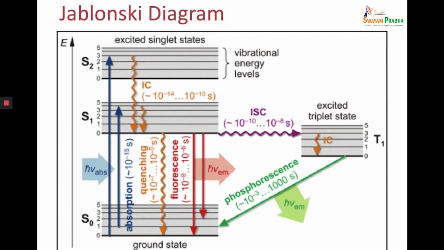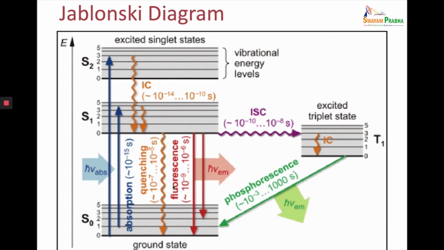The molecule may also lose energy by another process called intersystem crossing. This process involves transition between the states of different multiplicity, for example S2 to T2, S1 to T1. These transitions are also non-radiative or radiationless. Spectroscopically, such transitions are forbidden. Therefore, they occur at a relatively low rate.